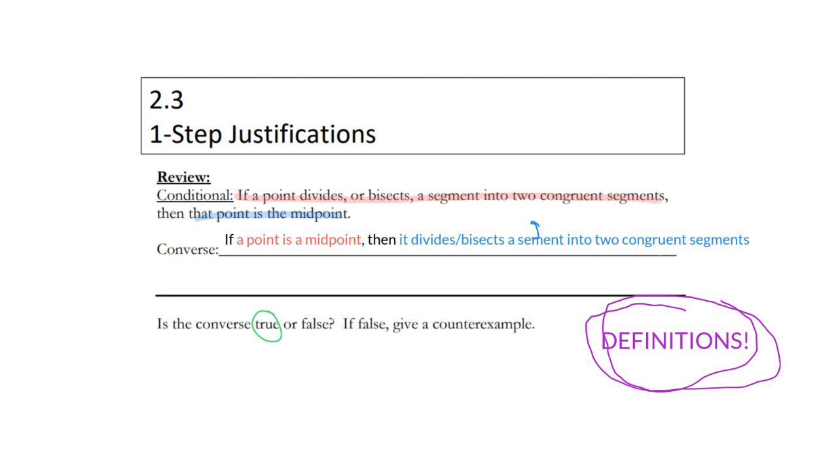So for example, midpoint. If a point is a midpoint, then it divides it into two congruent segments. If a point divides a segment into two congruent segments, then it's a midpoint. It works both ways. Therefore, we've really defined midpoint. It's a point that divides a segment into two congruent segments, whichever way we say it. So we're going to see a lot of definitions in this lesson, and we're going to use them to make one-step justifications.